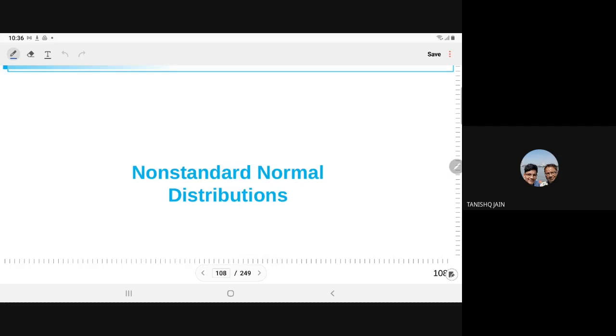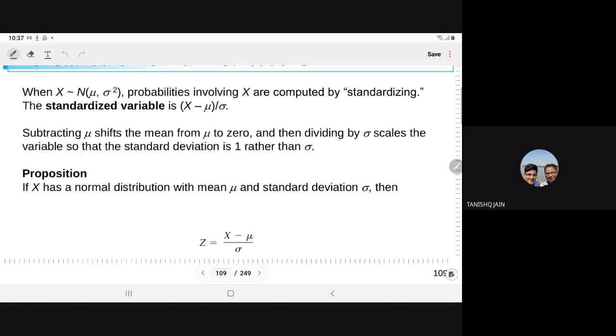Actually we started the standard normal distribution when we faced the need to compute the required probability for a non-standard normal distribution, when we have infinitely many mu and infinitely many sigma. How can we tackle those random variables? When x follows the normal distribution with parameters mu and sigma square, how can we convert this into the standard normal distribution? We can do so by assuming that z is equal to x minus mu upon sigma.